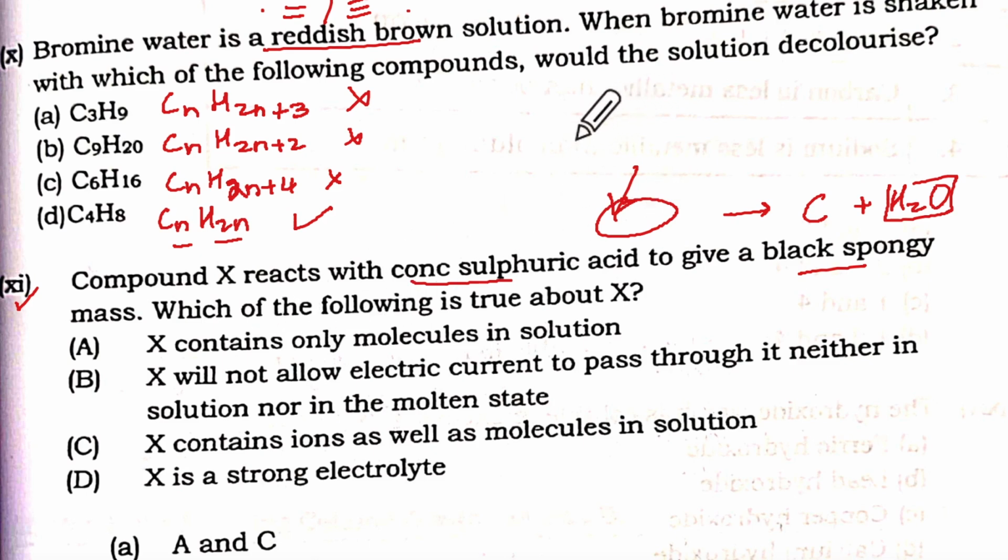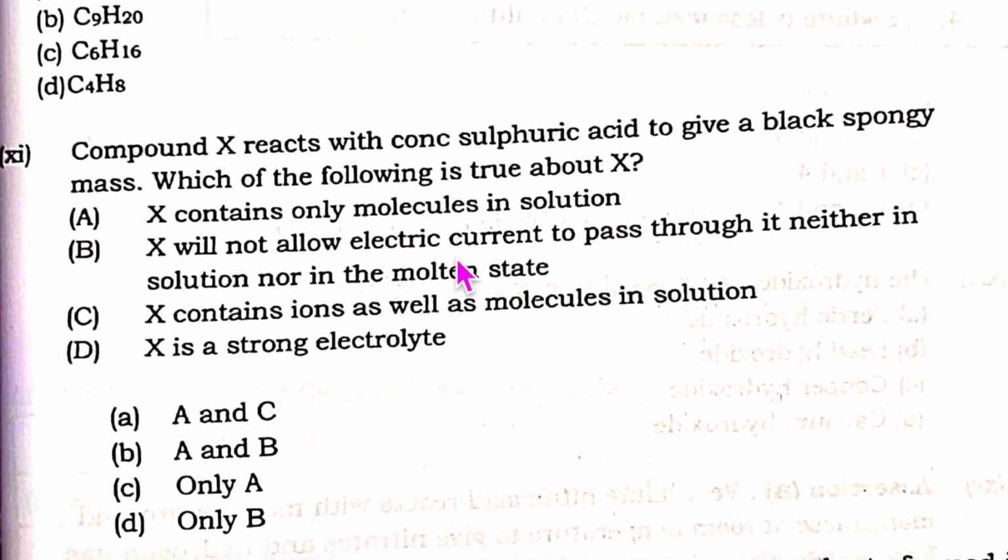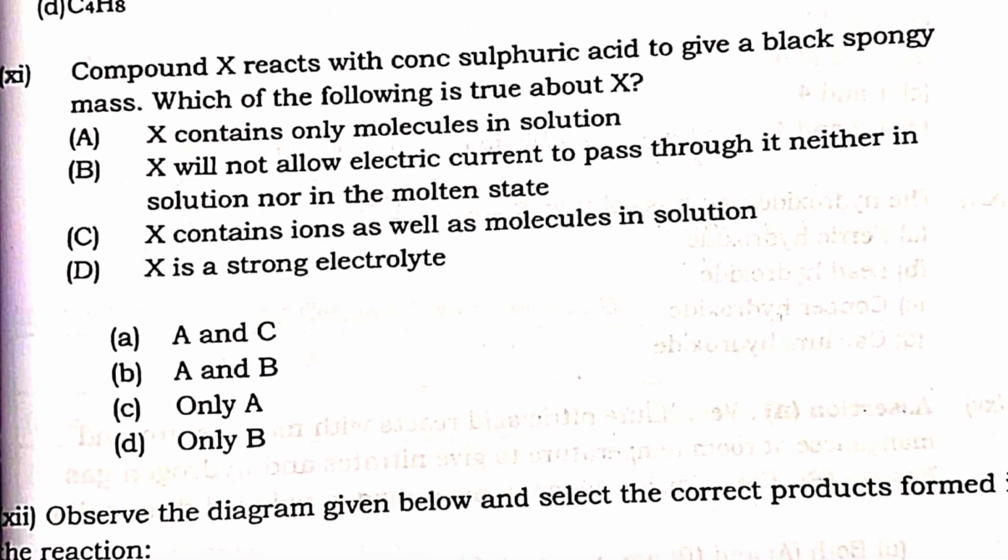Now, if it is sugar or glucose, it will be a covalent compound. See what they are telling you, molecules and all that they are talking about. Which means we are coming to ionic or covalent compound. So let us look at the options also at the same time. X contains only molecules is correct because it will be a covalent compound like glucose and sugar. X will not allow electric current to pass through. Correct or no? Because it is a non-conductor of electricity, a covalent compound.